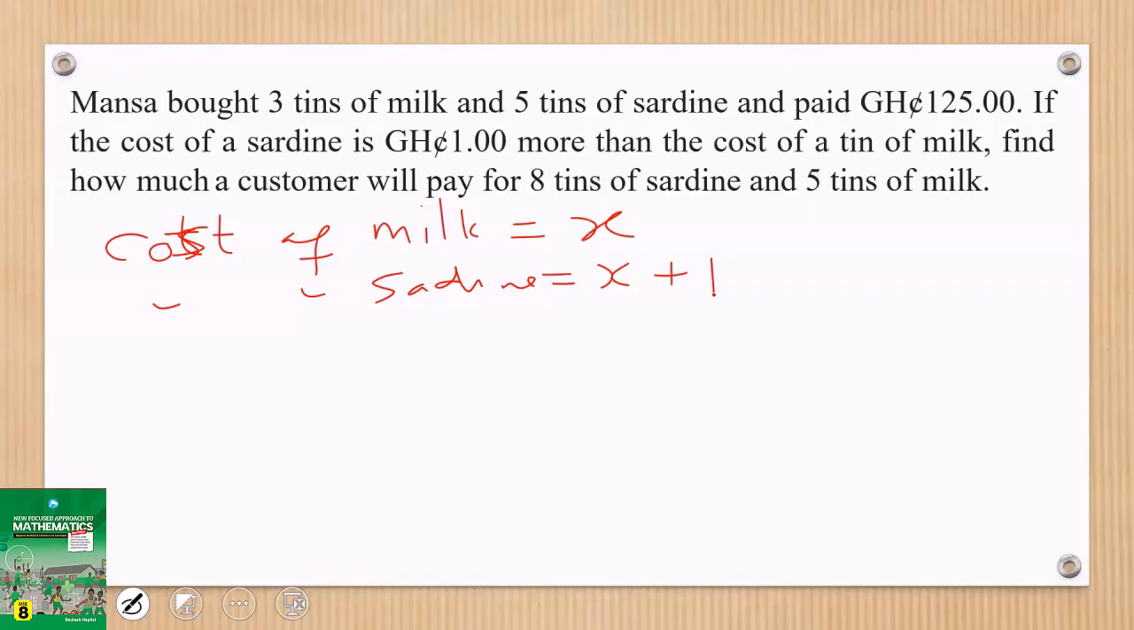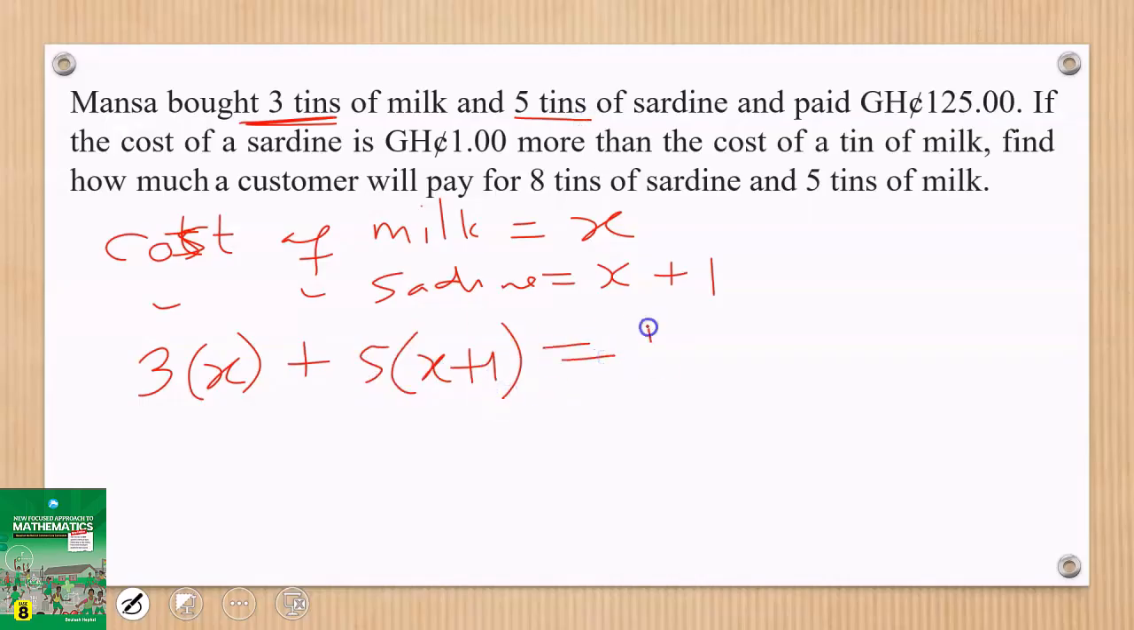Now, according to the question, Mansa bought 3 tins of milk. So 3 tins of milk means I'm going to have 3 times the cost of the milk, that is 3x, and then plus 5 tins of sardine. So 5 tins of sardine is 5 times x plus 1. Altogether, she paid 125 Ghana cedis. So we can write 3x plus 5(x plus 1) is equal to 125.